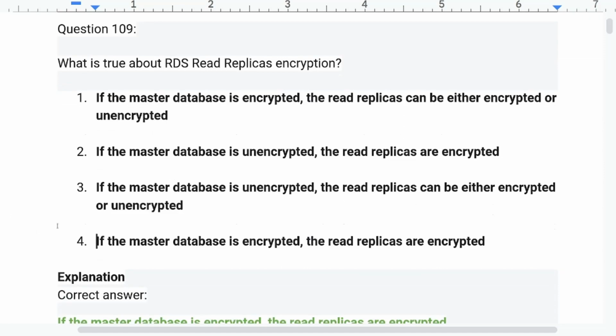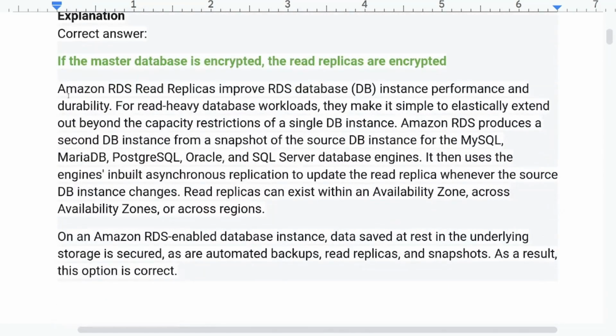Explanation. Correct answer: if the master database is encrypted, the read replicas are encrypted. Amazon RDS read replicas improve RDS database DB instance performance and durability. For read-heavy database workloads, they make it simple to elastically extend out beyond the capacity restrictions of a single DB instance. Amazon RDS produces a second DB instance from a snapshot of the source DB instance for the MySQL, MariaDB, PostgreSQL, Oracle, and SQL Server database engines. It then uses the engine's inbuilt asynchronous replication to update the read replica whenever the source DB instance changes.